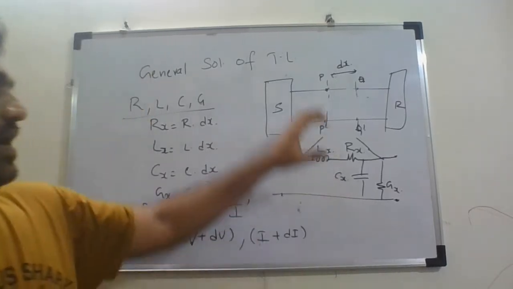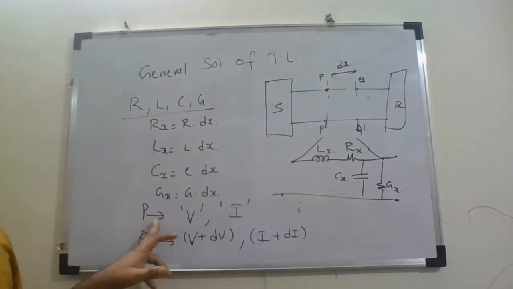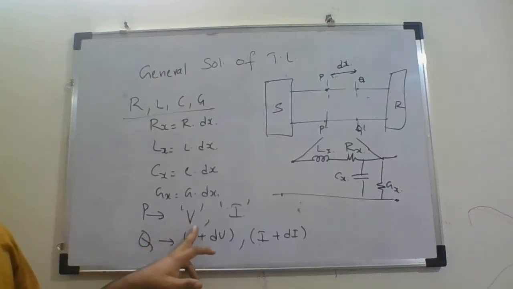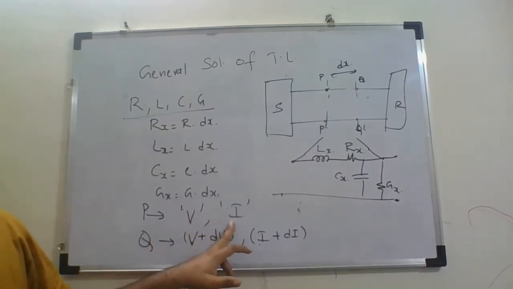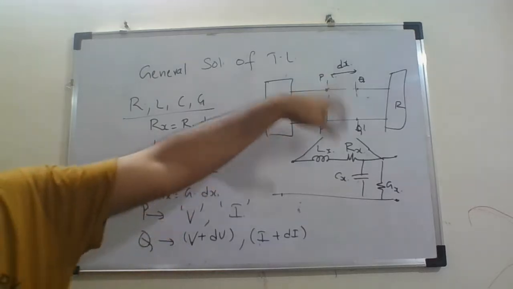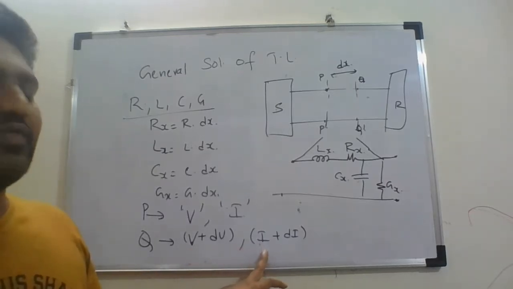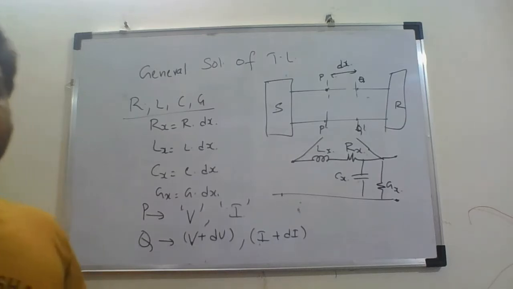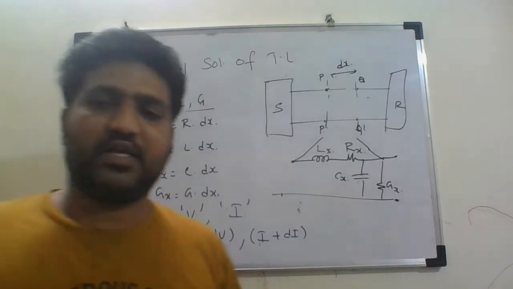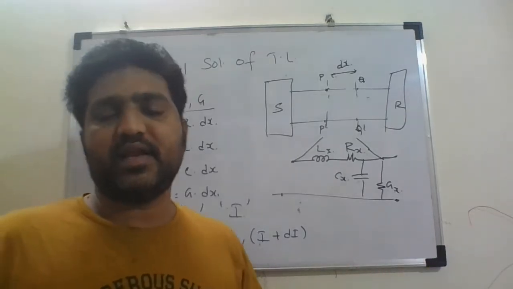Again, I'm assuming that the voltage at the point P is V and the current at the point P is I. Similarly, at Q, I'm assuming that the voltage has changed by a small value dV, and the current has changed by a small value, I plus dI. Here the change can be positive or negative; dV and dI represent both.